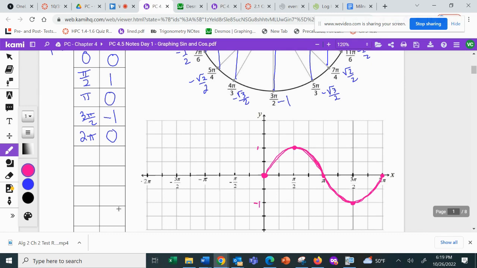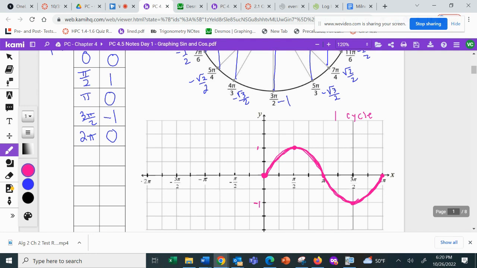What I should have done was make my pen thicker. That would have been a lot easier for me to make this better. So what I'm doing is I'm coloring in one cycle of this graph.